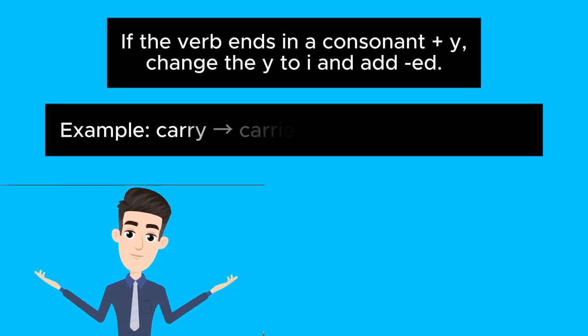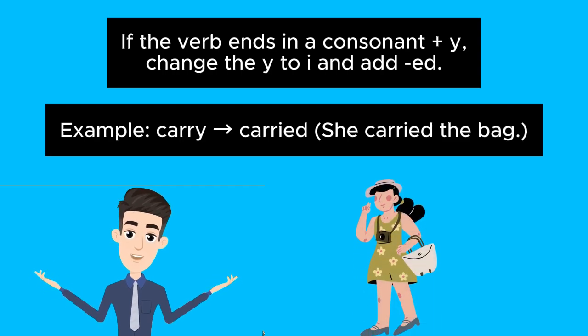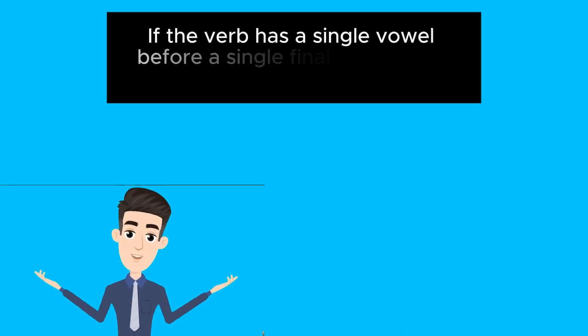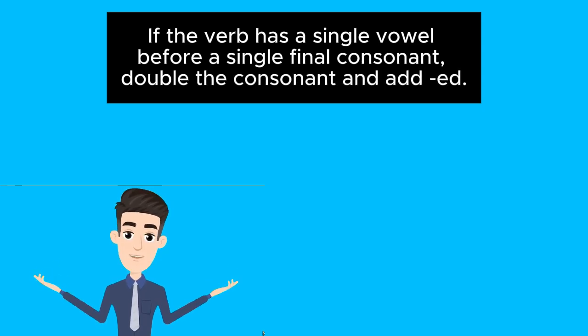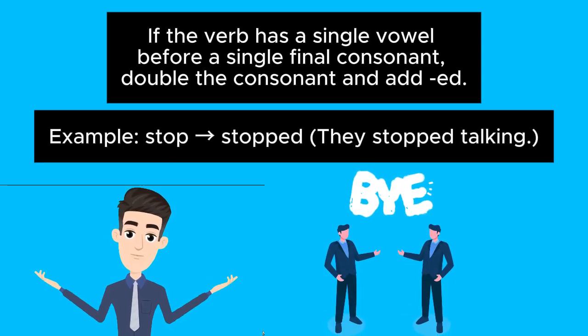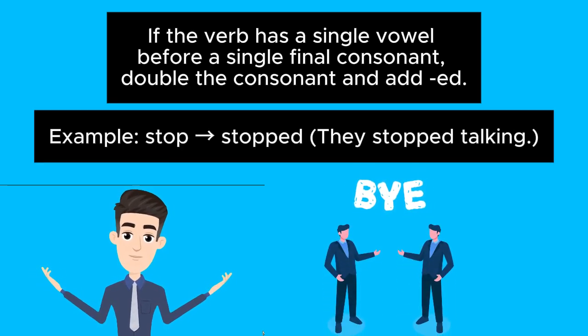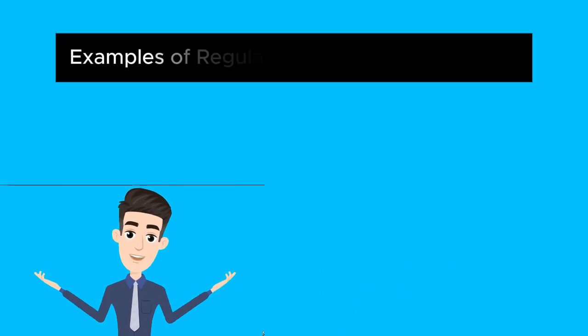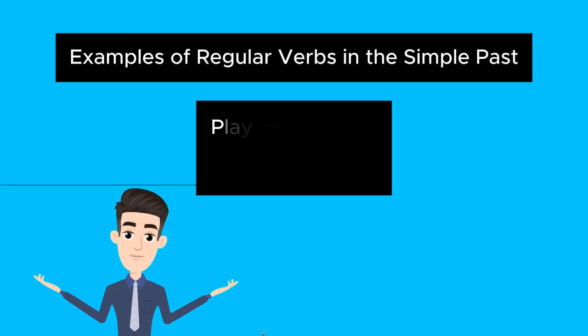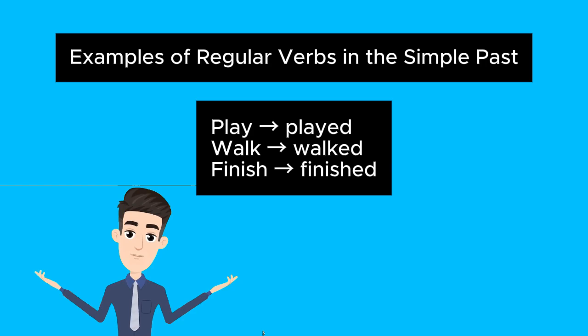If the verb ends in a consonant plus Y, change the Y to I and add -ed. Example: carry becomes carried, she carried the bag. If the verb has a single vowel before a single final consonant, double the consonant and add -ed. Example: stop becomes stopped, they stopped talking. Examples of regular verbs in the simple past: play becomes played, walk becomes walked, finish becomes finished.